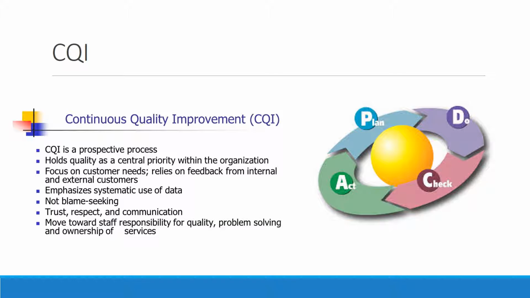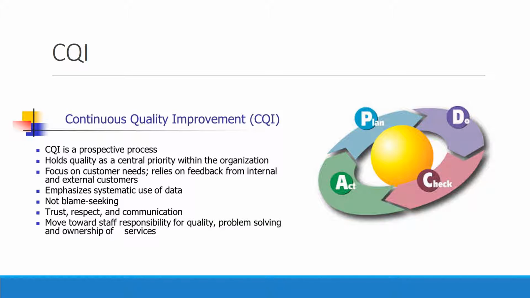CQI is a constantly moving process. So there's always something where you're looking for areas where improvement can occur. You're planning to do evidence-based processes that allow you to plan for improvement in that area. After evidence-based, you actually improve the area, check and see if that worked, and continually move around that.